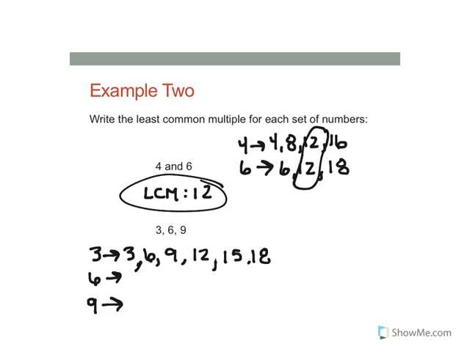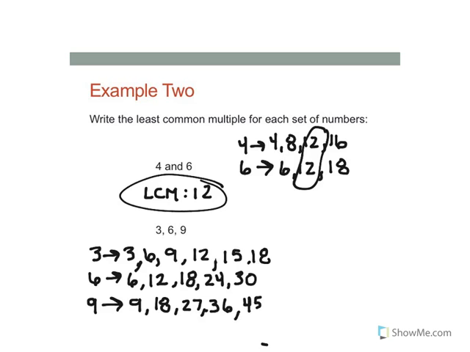Okay, we have 6, 12, and 9 times 1 times 2 times 3 times 4 times 5 times 6. Okay. Now we want to look for the ones they have in common, but here we're looking for the least common one.